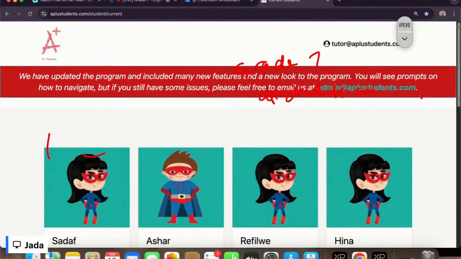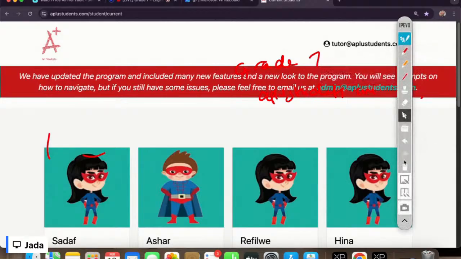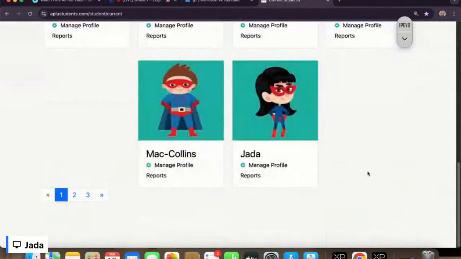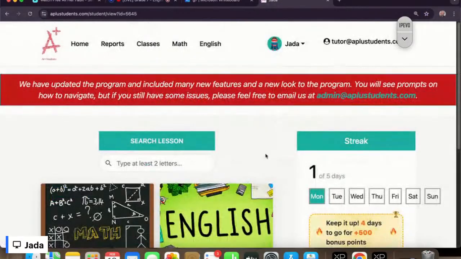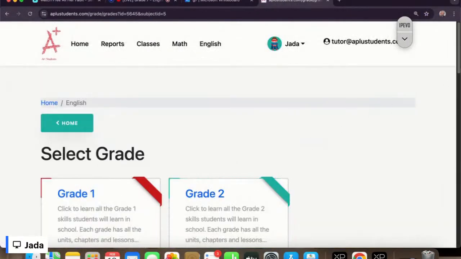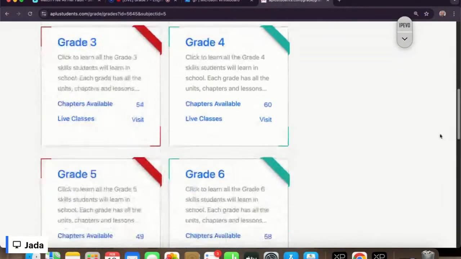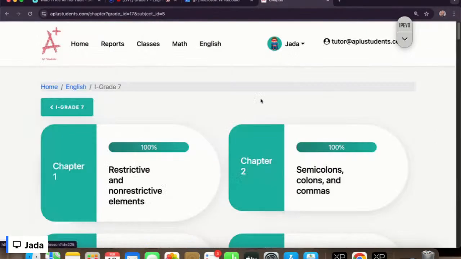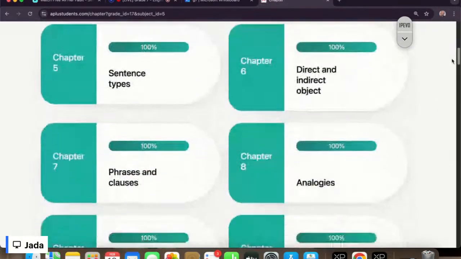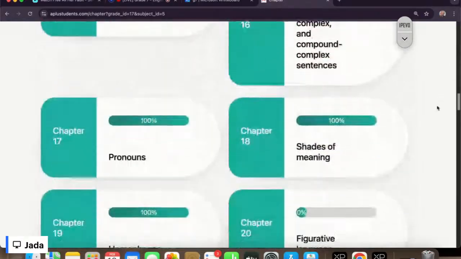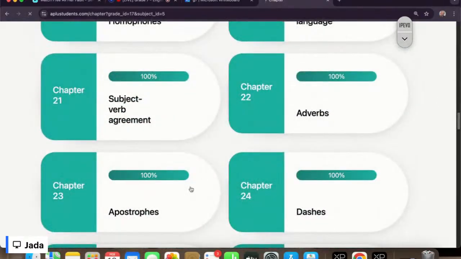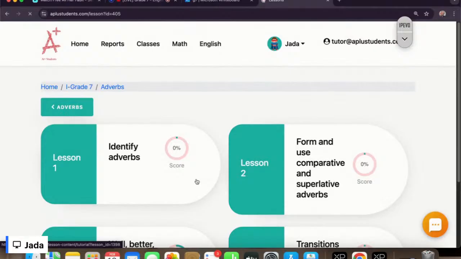Alright, so I'll take you through logging in. After clicking on a+10.com, you move over here, you click on your name, then you go to English, which is language arts, and you scroll down to grade 7 and you move to adverbs. Okay, so we'll start with the first lesson, identify adverbs.